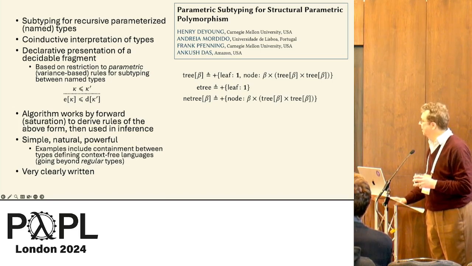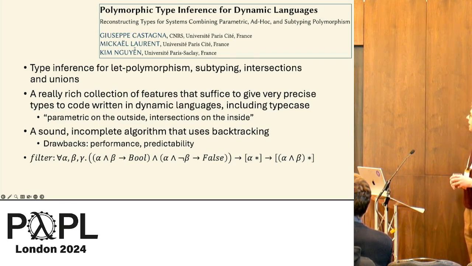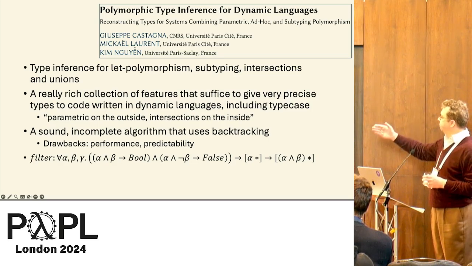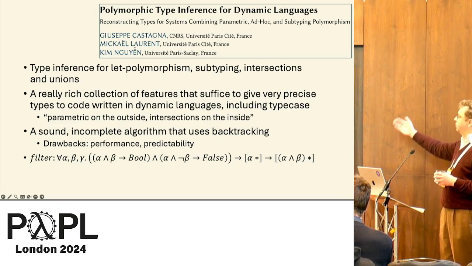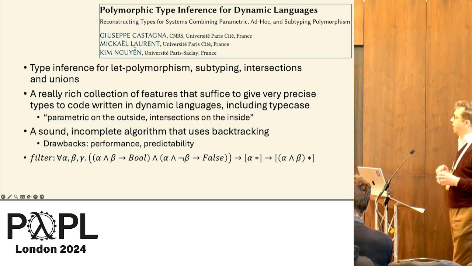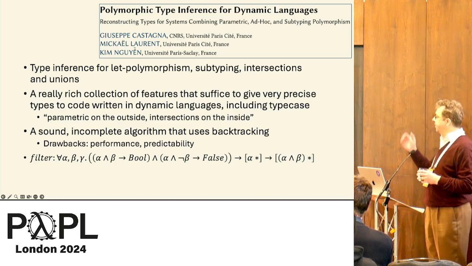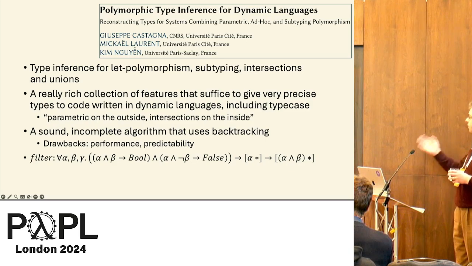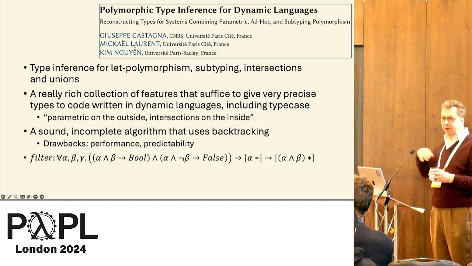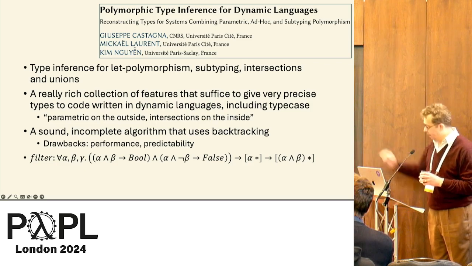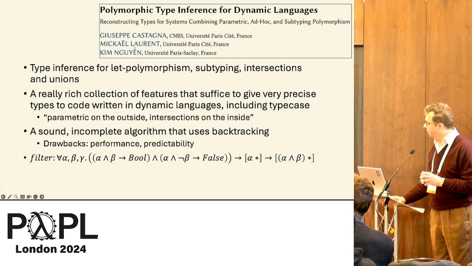It's an excellent paper. Polymorphic type inference for dynamic languages. This is everything. So type inference for ML-style polymorphism with subtyping, intersections, and unions. This is an incredibly rich collection of features which lets you give really precise types to dynamic code, including things that use typecase. And the paper gives a sound, incomplete algorithm that uses backtracking. So this is super powerful. The drawbacks are potentially performance, because it takes a very long time to infer these things, and predictability. But you can give absolutely excellent types to real code.